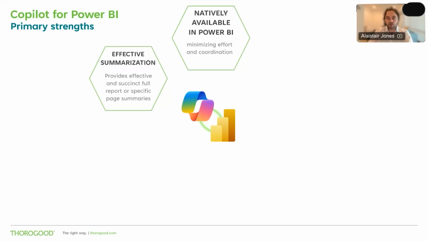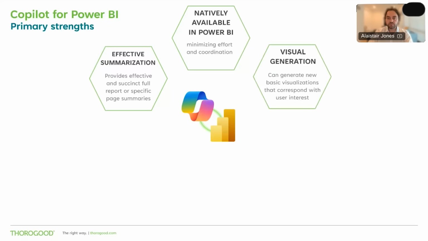Effective summarization. So it's pretty compelling at providing succinct, either full report or specific page summaries. Visual generation. So it's able to create basic visualizations that correspond with user interest. So not maybe something too advanced, bringing in too many dimensions and measures, but if you're interested in, like the old Q&A feature that people may be familiar with in Power BI, if you're interested to create visualizations quickly in Power BI, Copilot can help users do that.